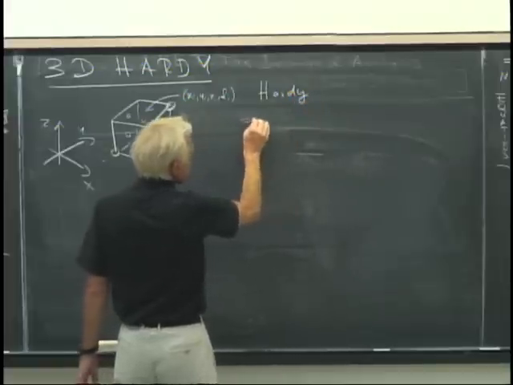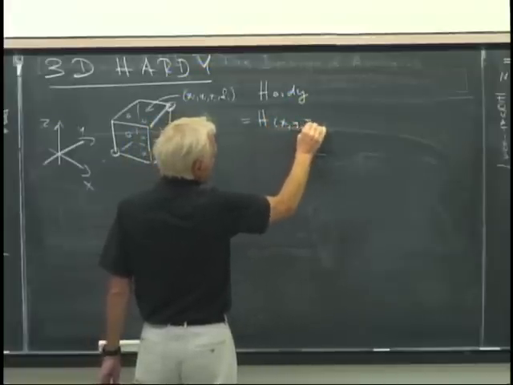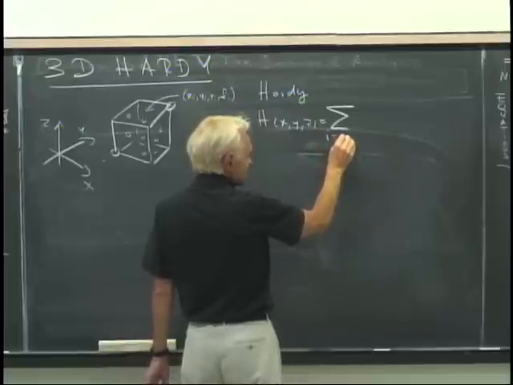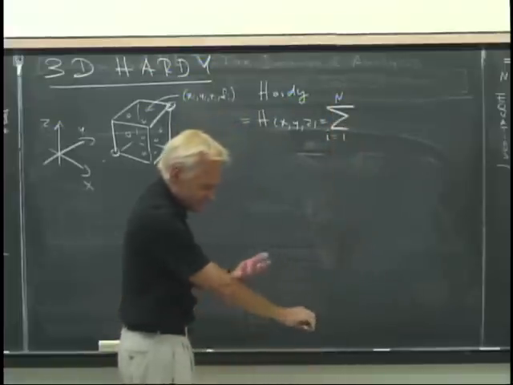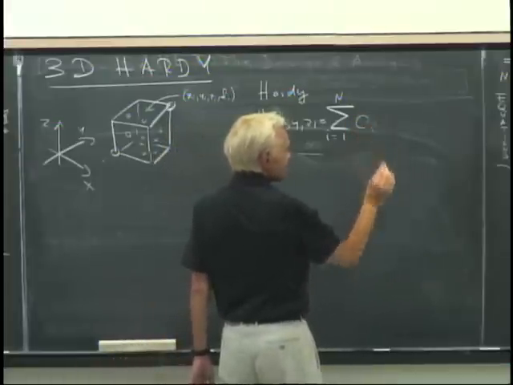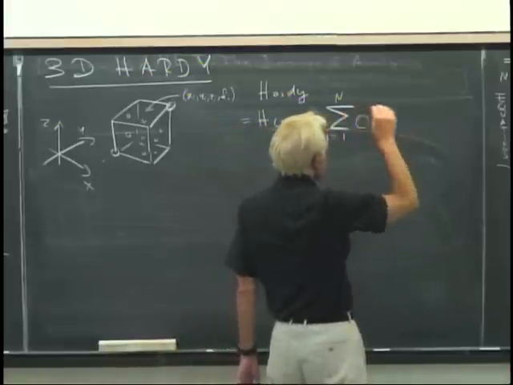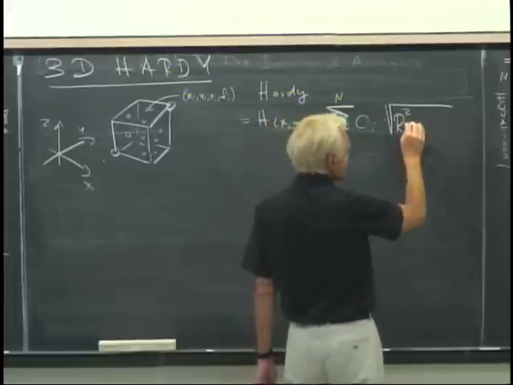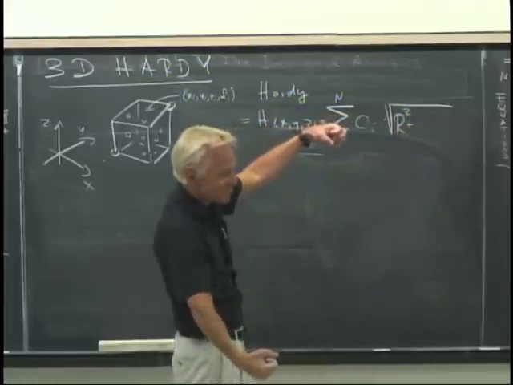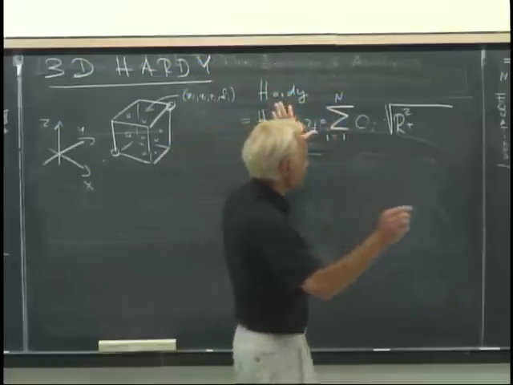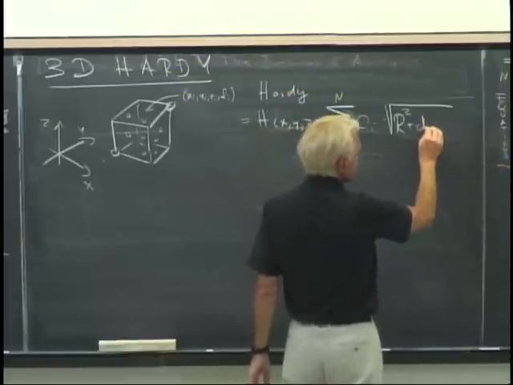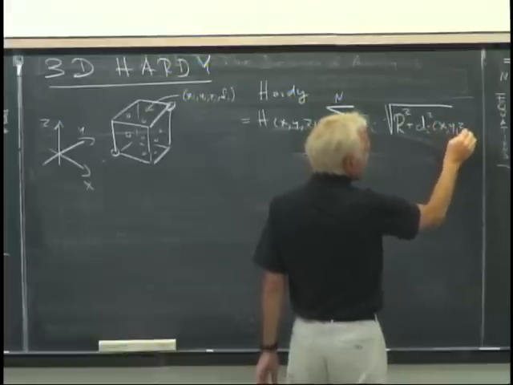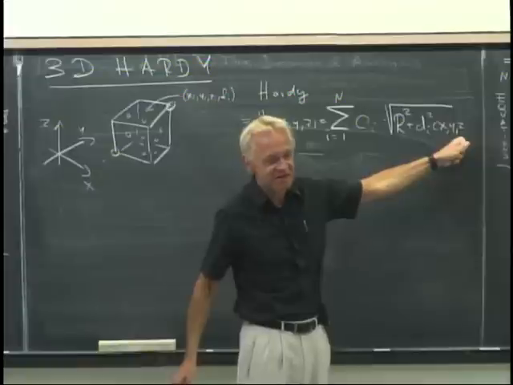Hardy, in the 3D case, is H of XYZ, which is the same thing. It's an expansion. It's just one sum, which consists of n terms of certain coefficients, ci, multiplying certain basis functions. And the basis functions are these functions. It's still just one number, a positive number, r squared, plus. And now the notion of distance is distance in three-dimensional space between a location and a site, and no longer just a line distance. So it's a distance squared of x, y, z. Right? So the only thing that changes is that we are dealing with x, y, z instead of just an x.